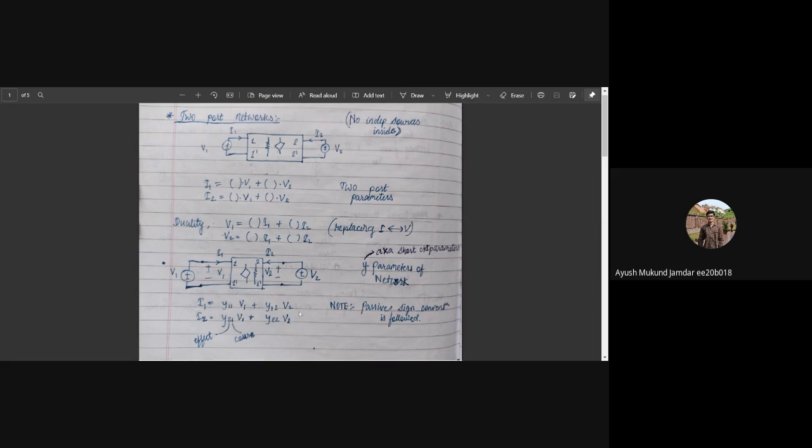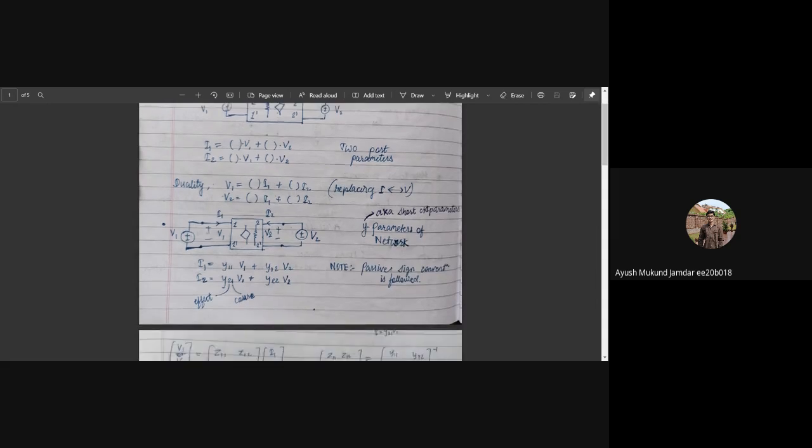Again, Y12 is basically the effect on the first port due to something that is happening on the second port, and that too when the other parameter of port 1 was 0. See, Y will be the ratio of I to V. So the other parameter will definitely be V1. That is, when V1 is 0, the ratio of I1 to V2, that is the effect on I1 by V2. I hope that's clear.